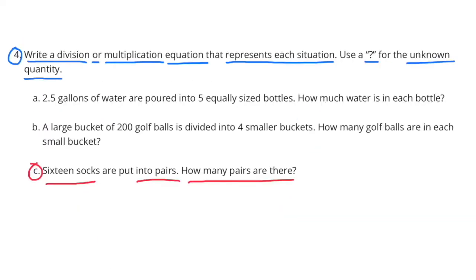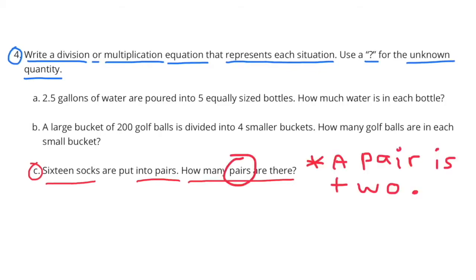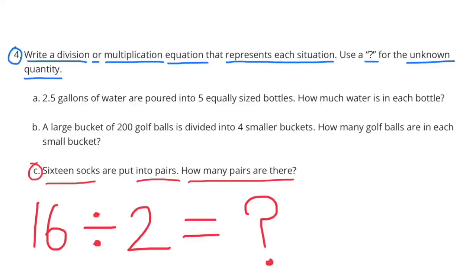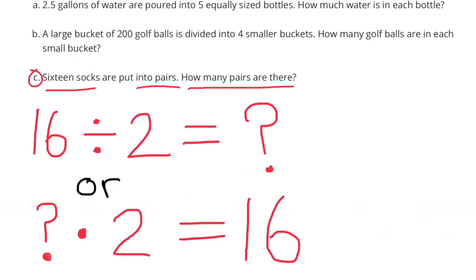C. 16 socks are put into pairs. How many pairs are there? Reminder, a pair is 2. 16 divided by 2 equals what number? Or what number times 2 equals 16?